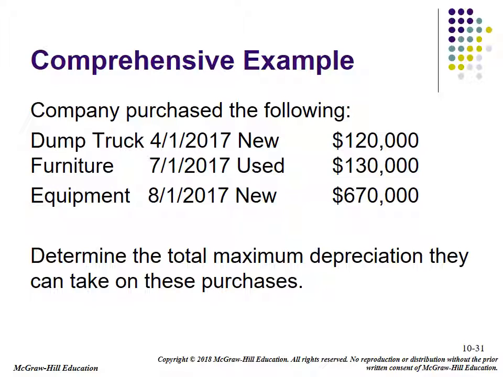Now, before we even get started, think about the life of the asset and the convention that could be used. So the dump truck would have a 5-year life, furniture and the equipment would have 7 years. None of the assets were purchased in the fourth quarter, thank goodness. So half-year convention applies to all of them.